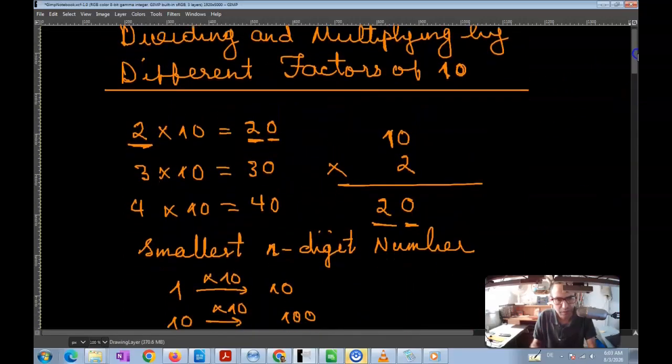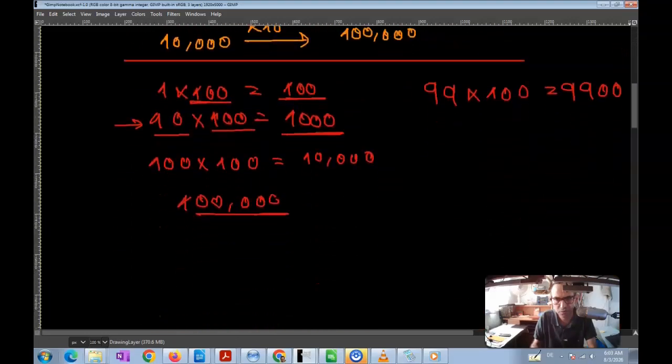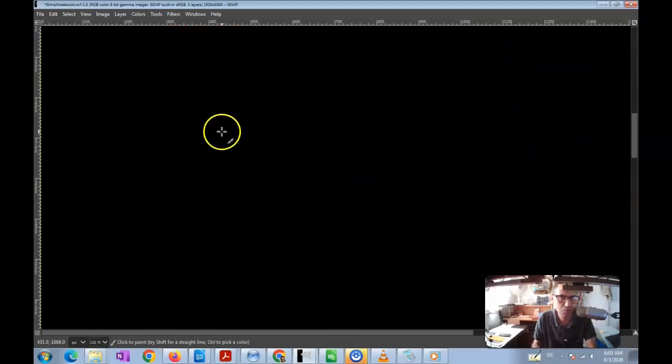Now, what happens if you divide something by a factor of 10, or you divide something by a factor of 100, and so on and so forth? Because that happens also in the calculations that we do, so we need to know them so that our work becomes easier. So, for example, let's say that you have 1,000, and you divide it by 10, right?